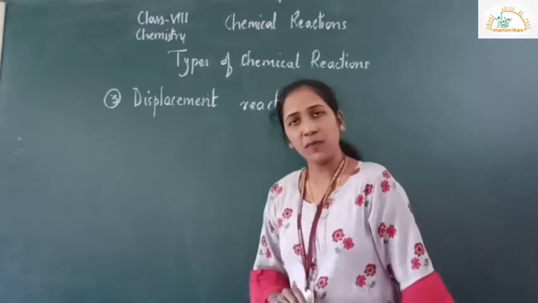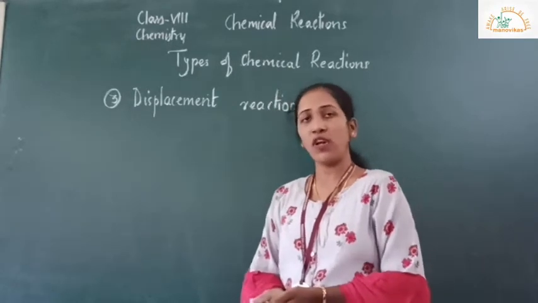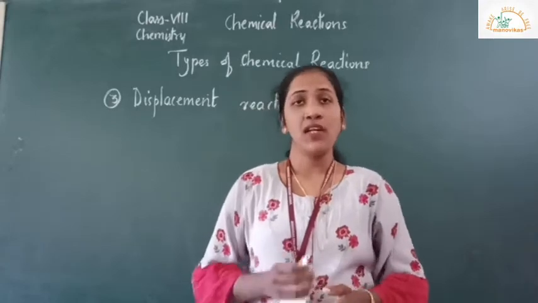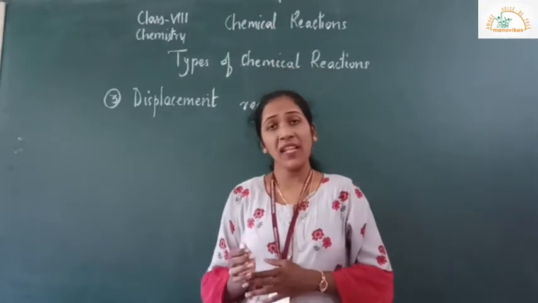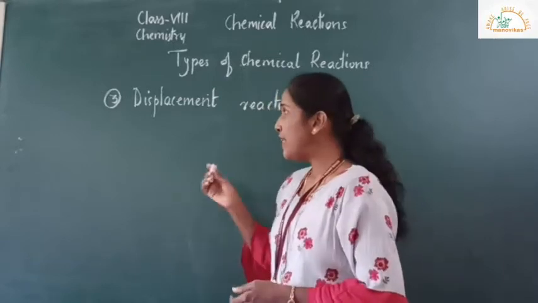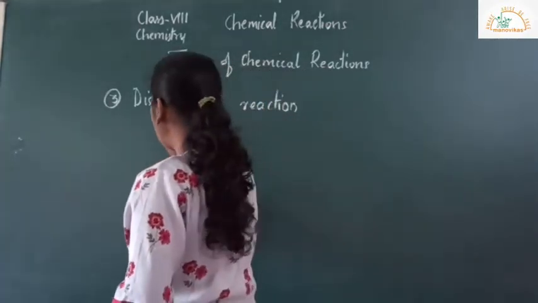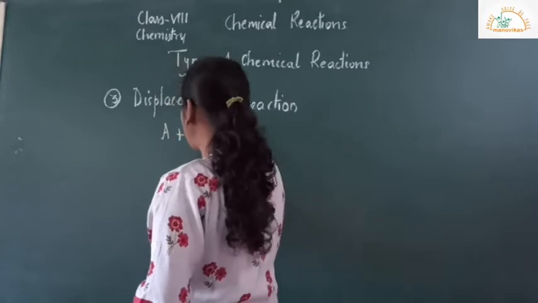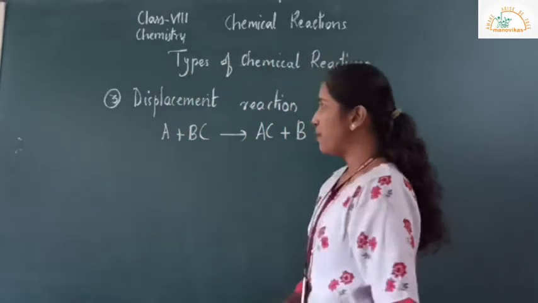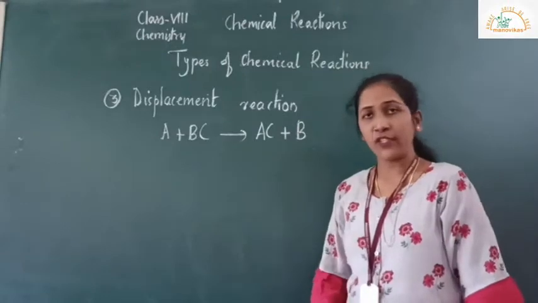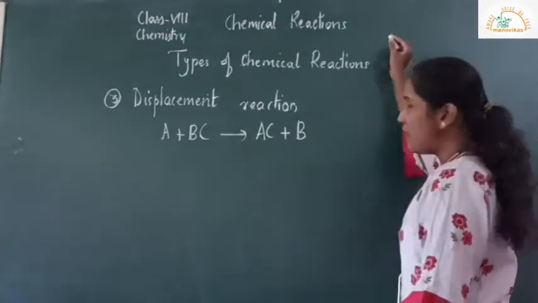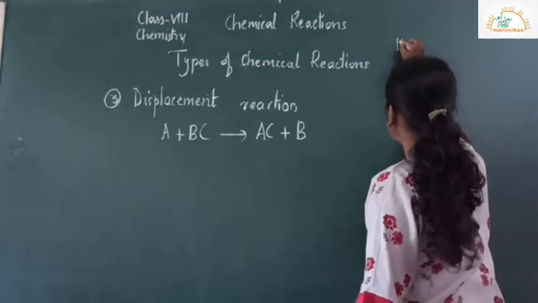Third one is displacement reaction, which is also called as substitution reaction. So it is a reaction in which a more reactive metal replaces a less reactive metal from its compound. Okay? It can be represented as A plus BC gives AC plus B. Now for this displacement reaction, you should know the reactivity series. Okay? So here I will write the reactivity series.